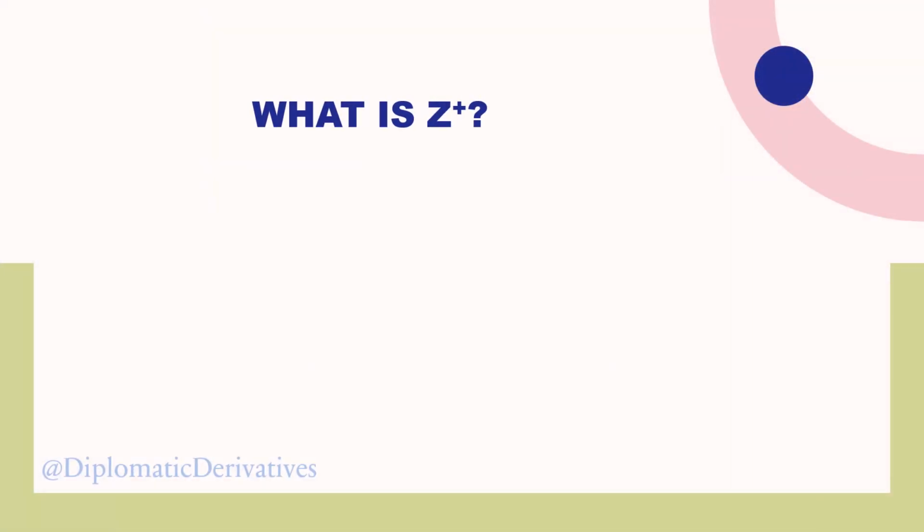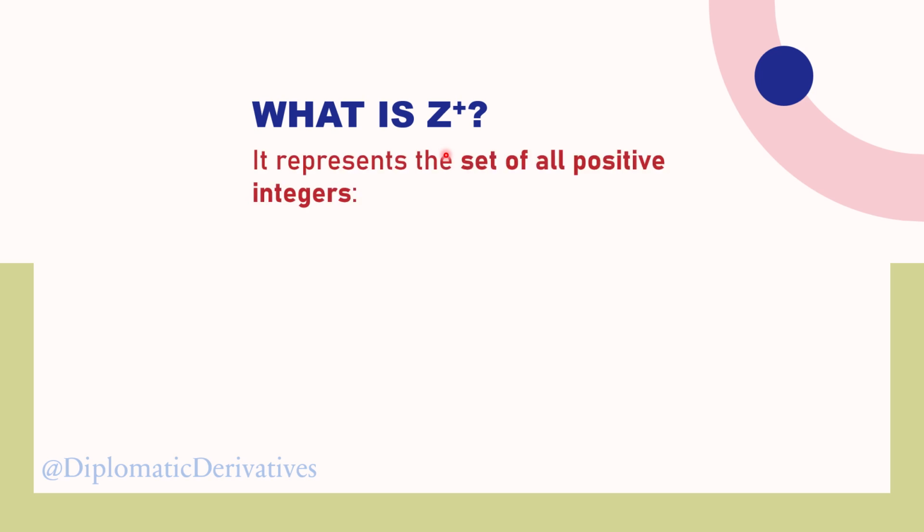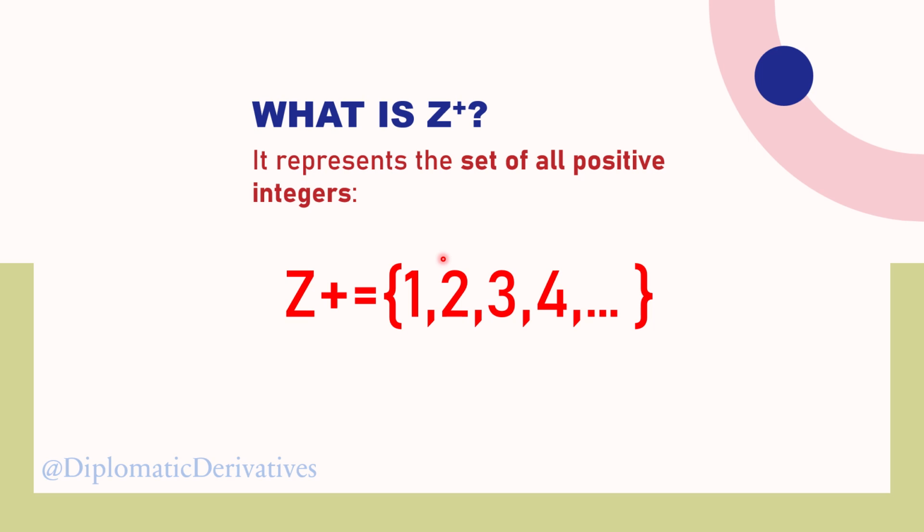We're going to see what Z+ is. Z+ is the set that represents all positive integers, so Z+ is equal to 1, 2, 3, 4 and so on. As we talked about in the previous video, we do not need to confuse it with the operation. So Z+, and the operation is addition. The statement of this video is: Z+ under addition is not a group.